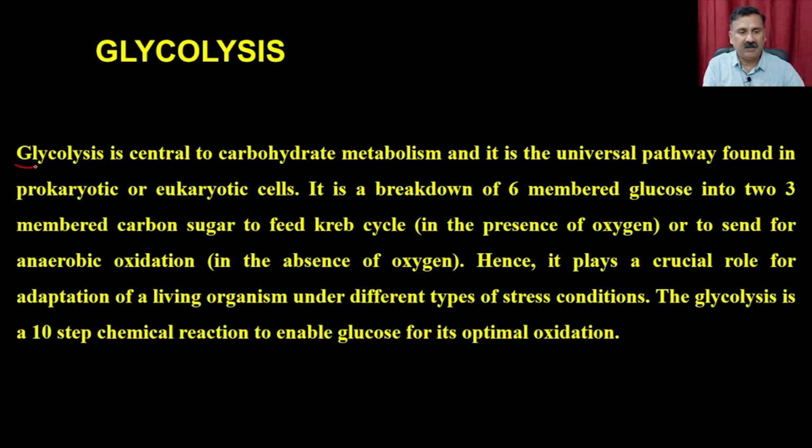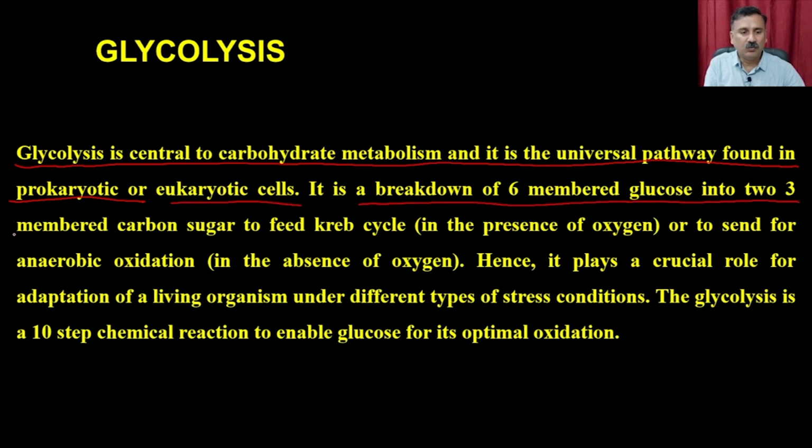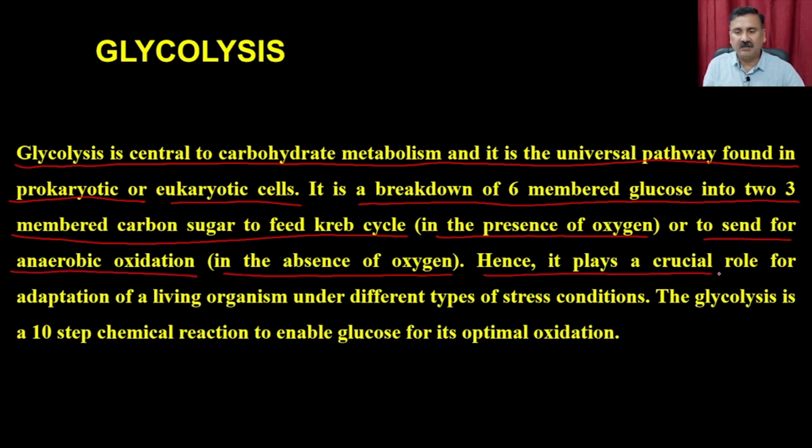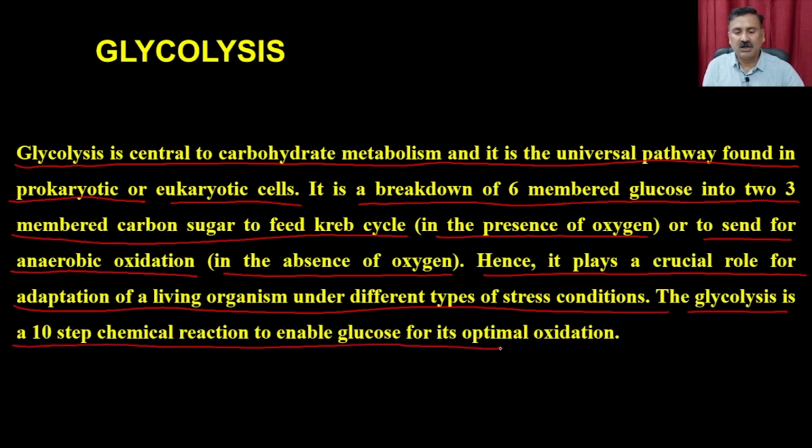So glycolysis, as the name suggests, is central to carbohydrate metabolism. It is a universal pathway found in both prokaryotic and eukaryotic cells. It is the breakdown of the six-carbon glucose into two three-carbon sugars to feed the Krebs cycle in the presence of oxygen, or to send for anaerobic oxidation in the absence of oxygen. Hence, it plays a crucial role in the adaptation of a living organism under different types of stress conditions. Glycolysis is a 10-step chemical reaction to enable the glucose for its optimal oxidation, and all these 10 reactions are going to be catalyzed by different types of enzymes.